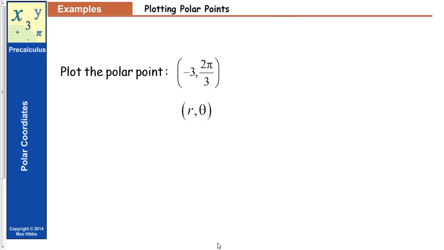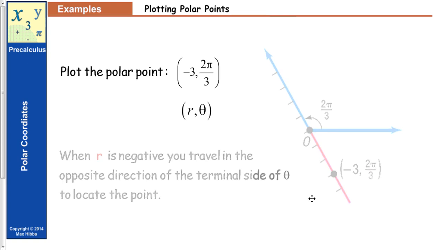You can see here we're asked to plot the polar point, -3, 2 pi over 3. Remember, the first coordinate in polar points is an r value, and that's the distance the point is from the pole. And so this brings up an issue, the fact that r is -3. We'll see to that in a moment. And of course, the angle that we measure along is the 2 pi over 3 angle measured from the polar axis.